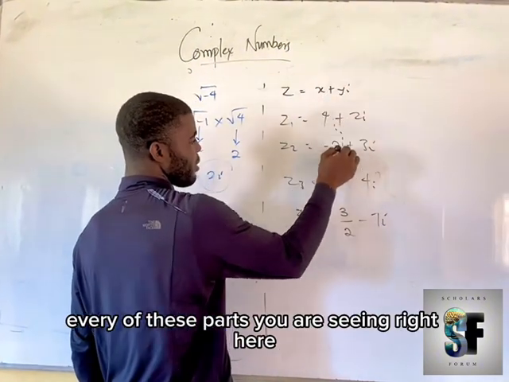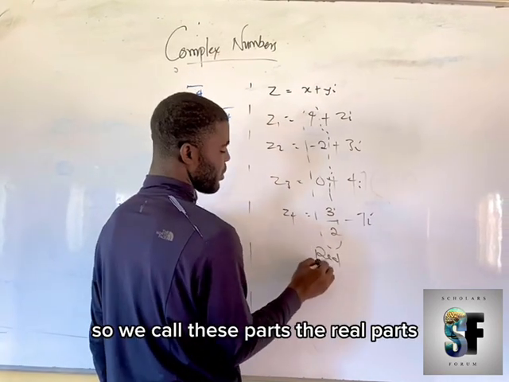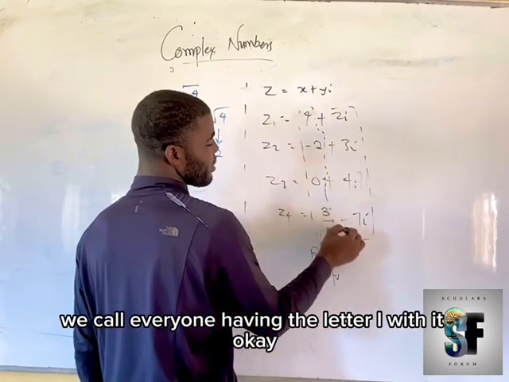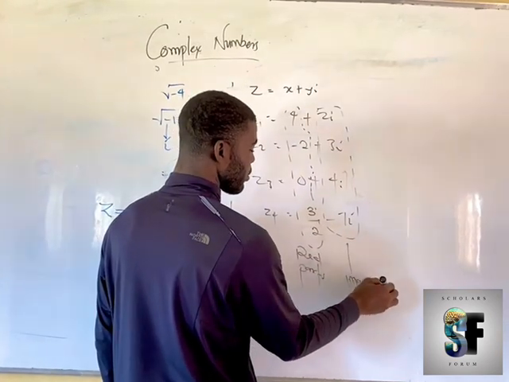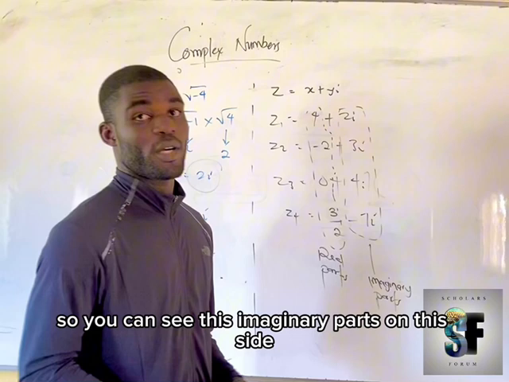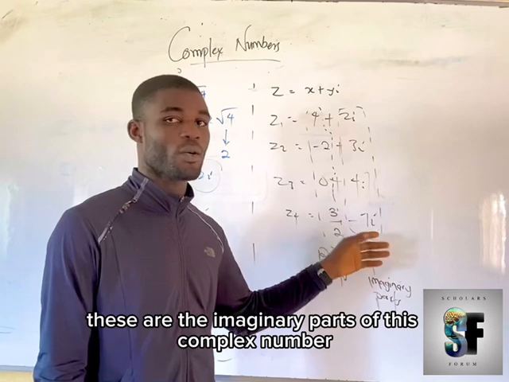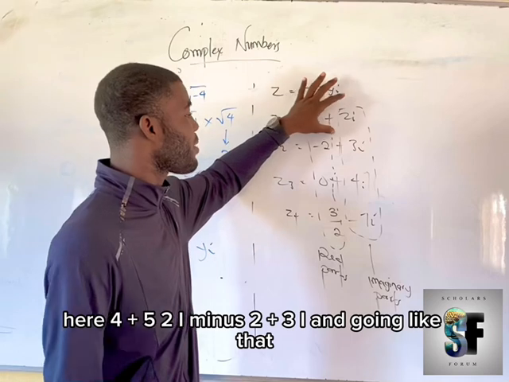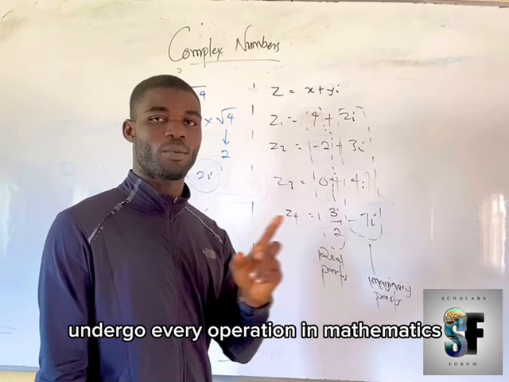all of these parts are called the real parts. So we call these parts the real parts. We call everyone having the letter i with it the imaginary parts. So you can say this imaginary part on this side, minus 7i, 4i, 3i, 2i, all these are the imaginary parts of this complex number. So the complex number in total here, x plus yi, here 4 plus 2i, minus 2 plus 3i, and going like that.